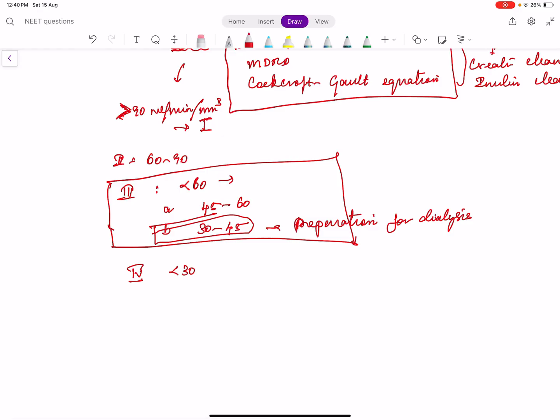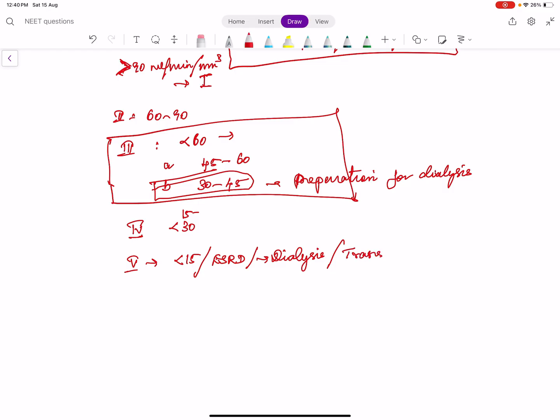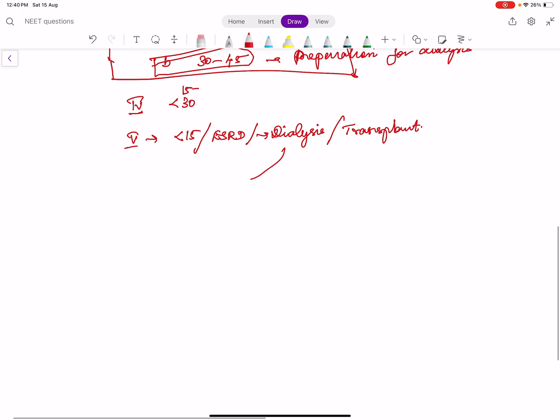So definitely they will end up in dialysis, but with some medications we can prevent the progression or slow down the progression. So 15 to 30 eGFR is CKD4. eGFR less than 15 is called ESRD, end stage renal disease. Definitely this needs dialysis or transplant. So this dialysis or transplant is called renal replacement therapy. Dialysis may be peritoneal dialysis or hemodialysis.